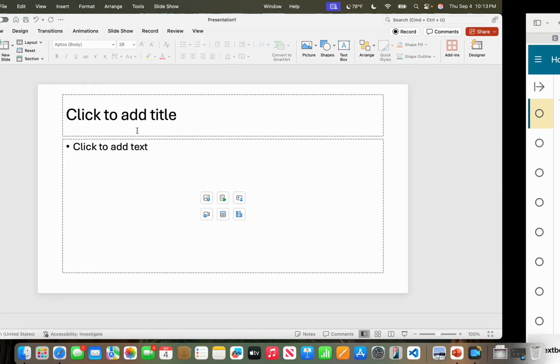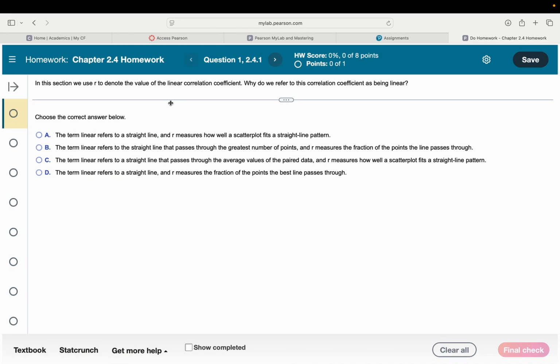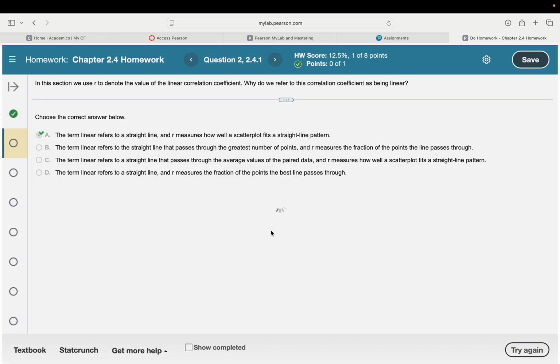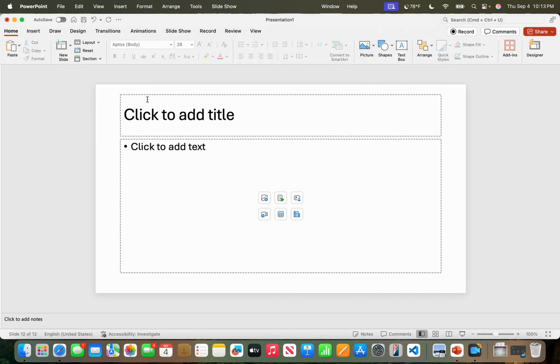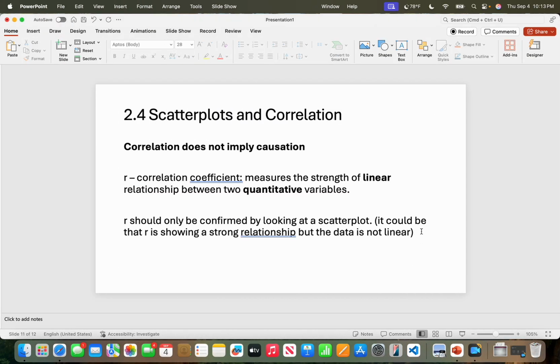Okay, let's see how far that took us so far. We use R to denote the linear correlation coefficient. Why do we refer to it as being linear? Because the term linear refers to a straight line, and R measures how well a scatter plot fits a straight line pattern. Great, that sounds good. So the first one was right in that case. But again, that's what R is there to measure. It's how close do I fit a line.